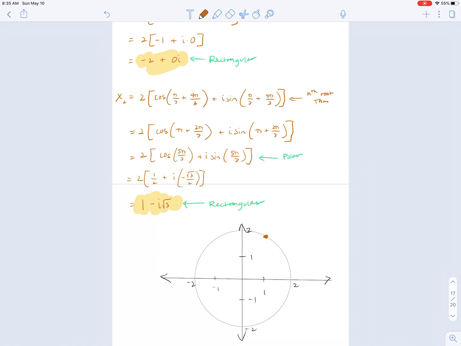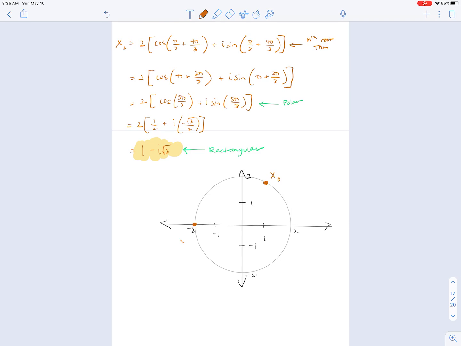So that first solution, x sub 0, being 1 comma root 3, that would be x sub 0. And then -2, 0 for x sub 1. And 1 comma negative root 3 would be that third solution, which we would write as x sub 2.